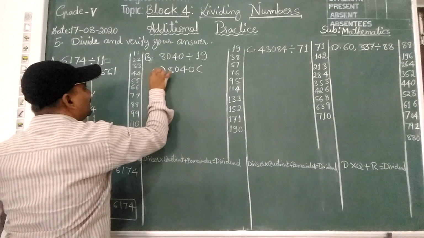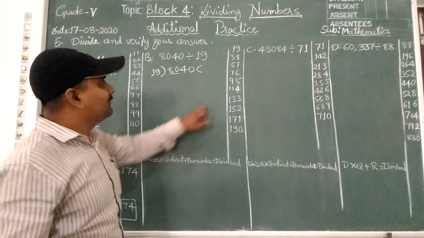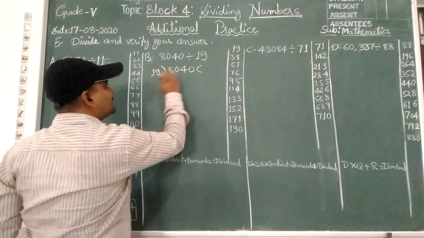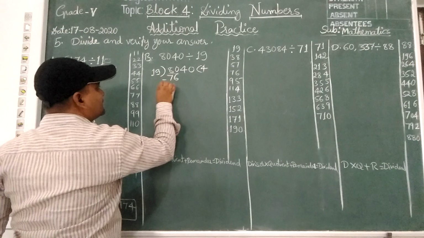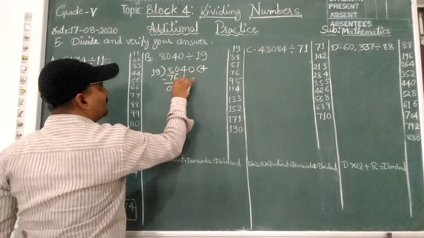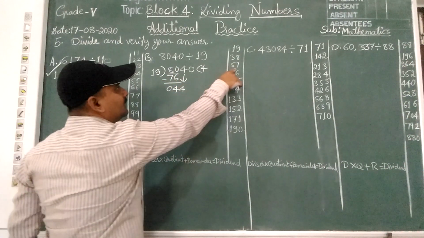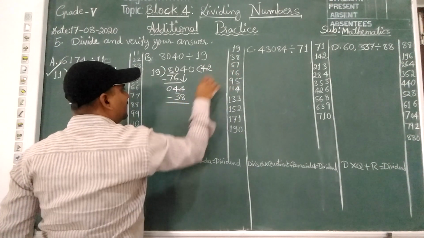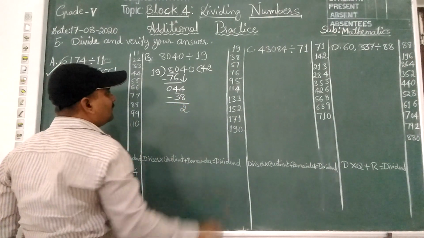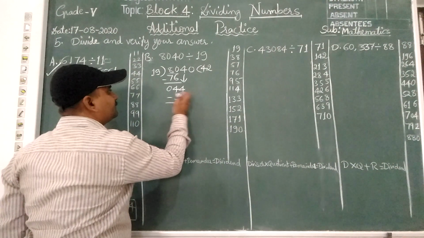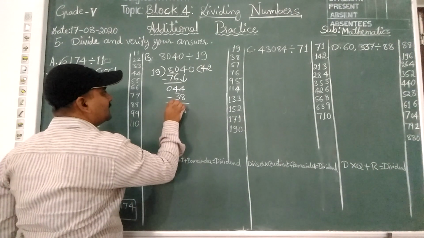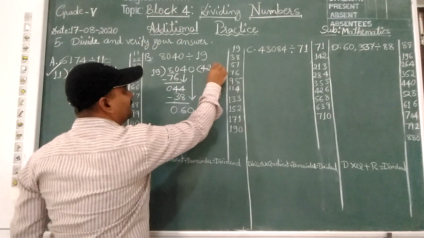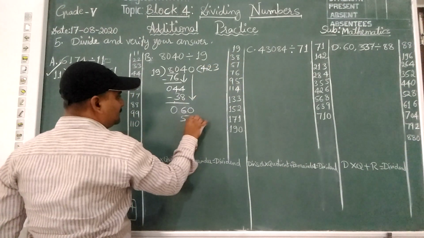Let us do this. Divide by 19. 18. So less than 80 is 76. 19 fours are 76. So you will get 4. Then 44. So 44 means 19 twos are 38. Here 38. Then 6, 60. So 60 is 57. 19 threes are 57.